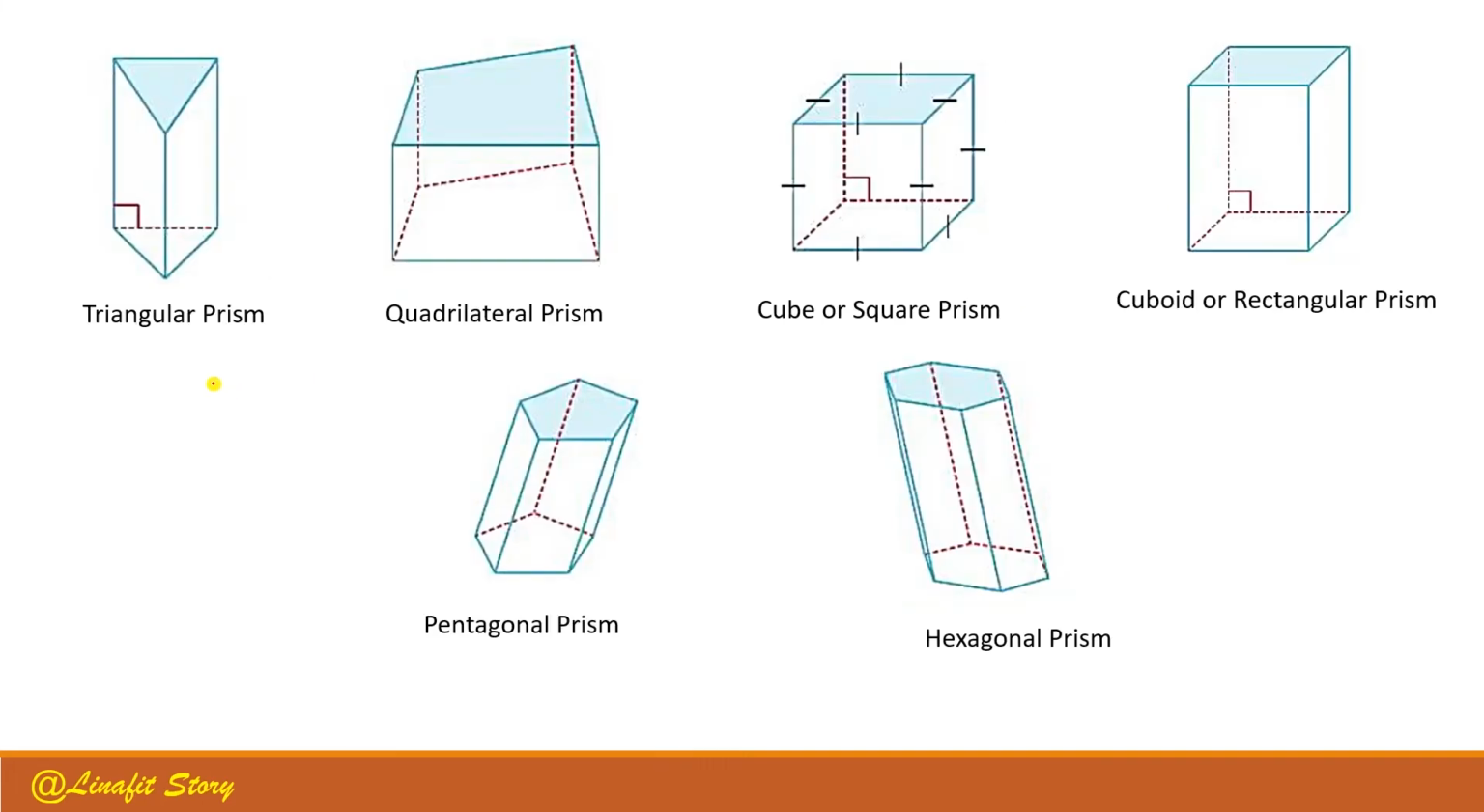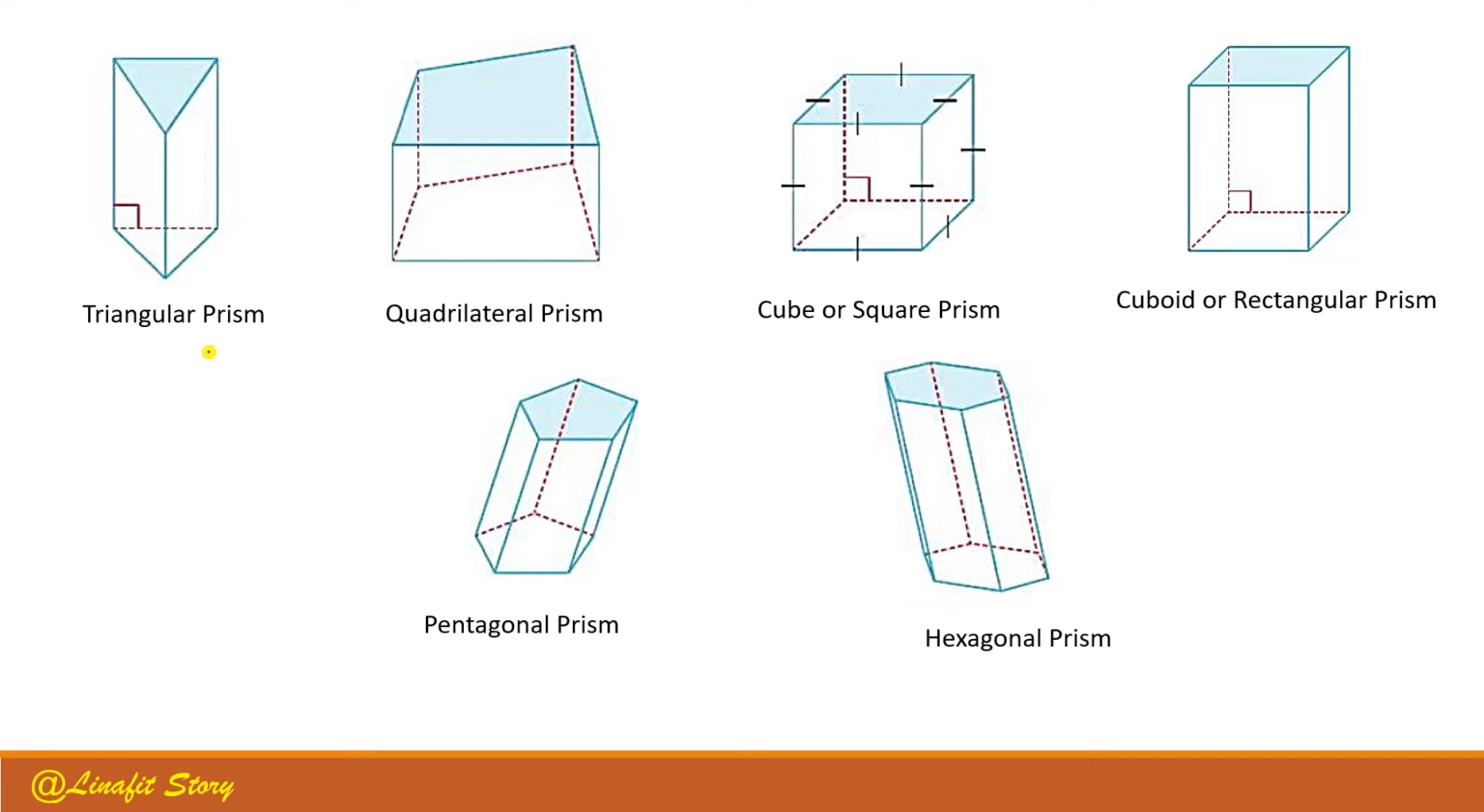A prism is a three-dimensional figure with two congruent bases in parallel planes with rectangular lateral faces. The edges between the lateral faces are called lateral edges. All prisms are named by their bases.